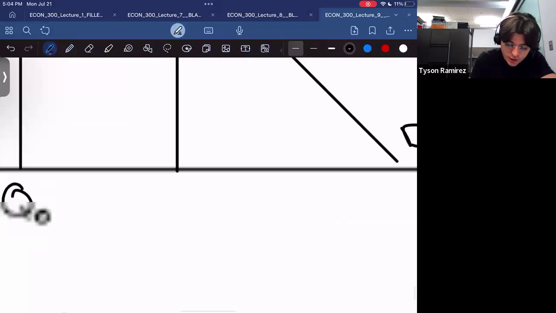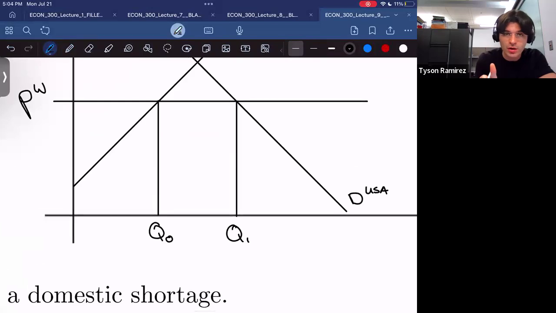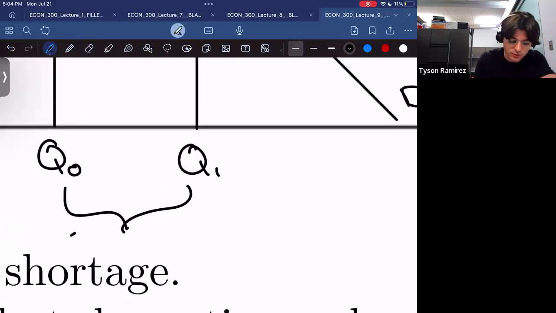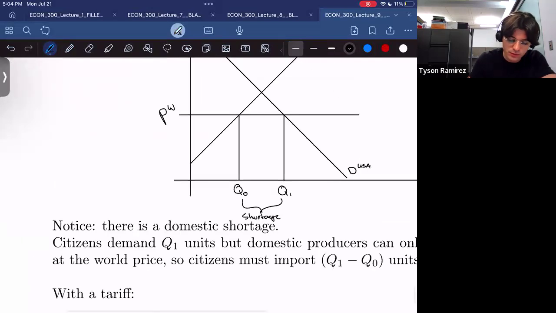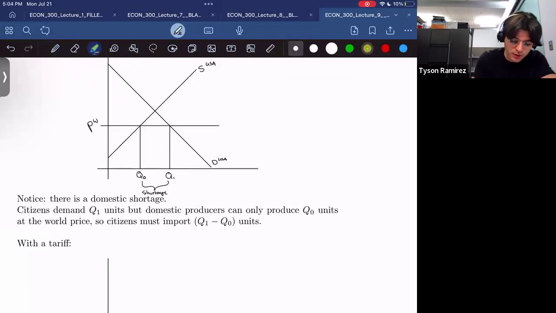So this leads us to a shortage. We want Q1 amount of things, but we can only make Q0 amount of things. Thus, we have a shortage. All right. We have a domestic shortage because people want Q1 amount of things, but producers can only produce Q0. So we must import this difference. We must import the shortage.